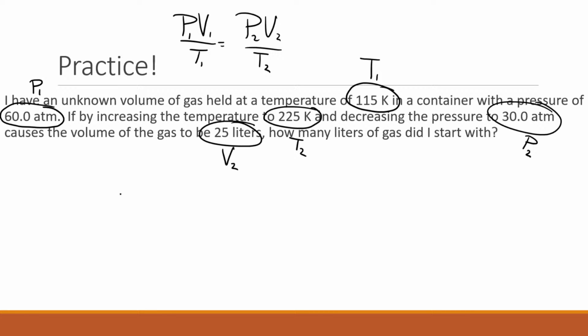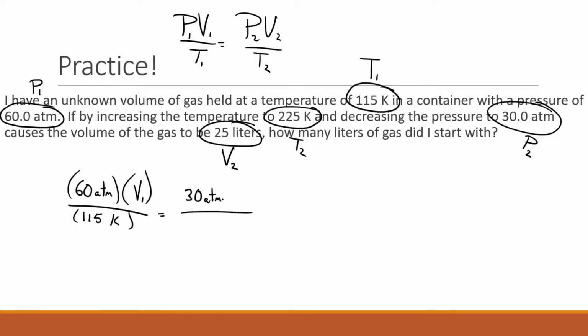Now when we go and we plug into our equation, we have 60 atmospheres. We have a V1 that we're going to search for. We have 115 Kelvin. And on the other side, we have our T2, V2, P2. We're going to plug those in their appropriate spots. 30 atmospheres, 25 liters, and 225 Kelvin.